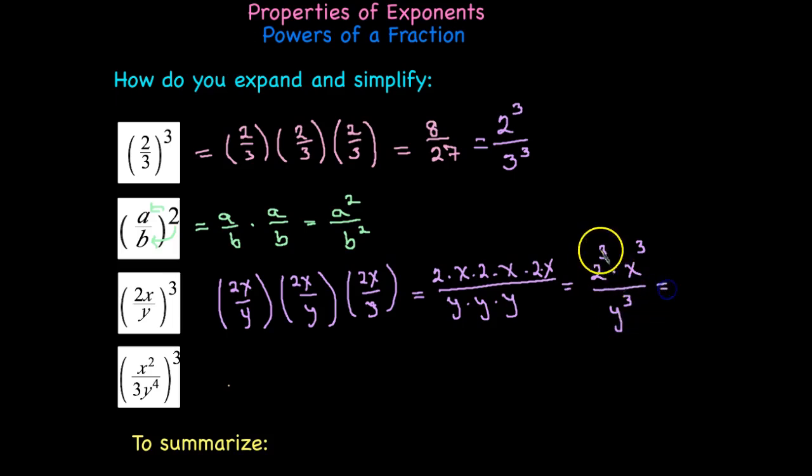2 to the 3rd is 2 times 2 times 2, which is just 8, times x to the 3rd over y to the 3rd. Let's look back at our initial problem, and let's compare it to this one right here.